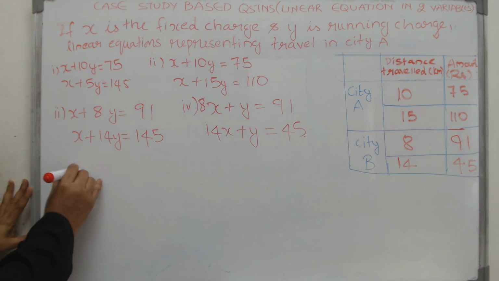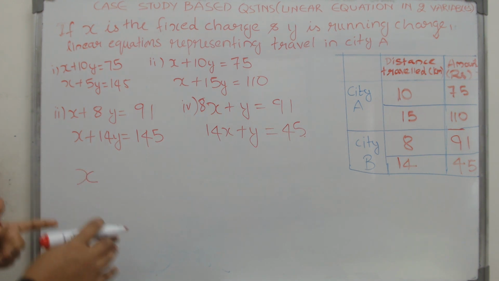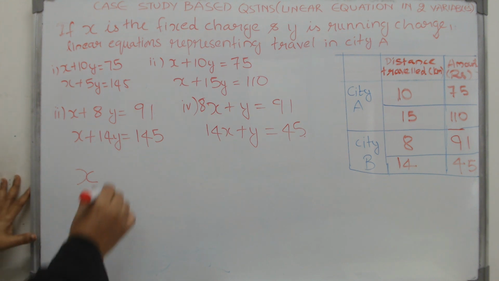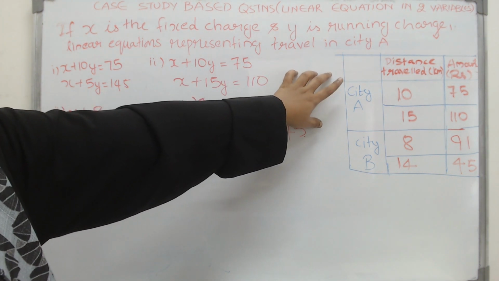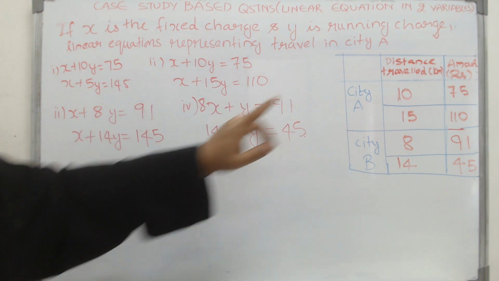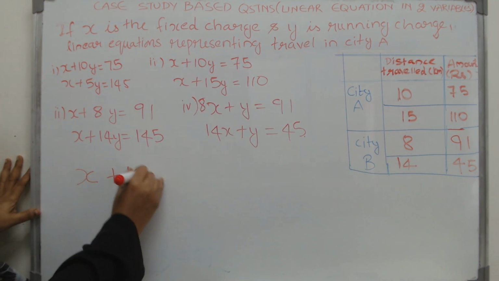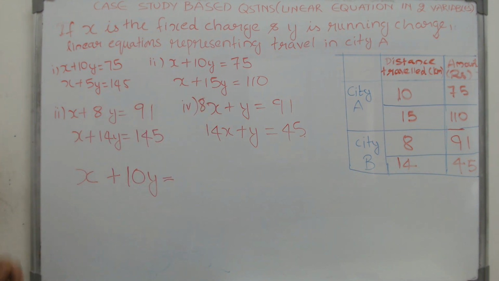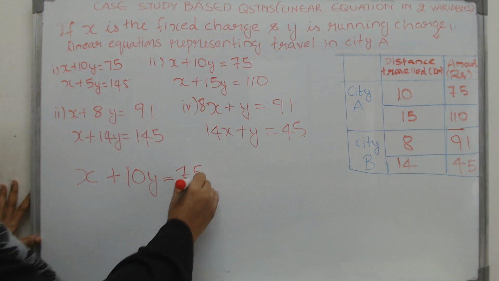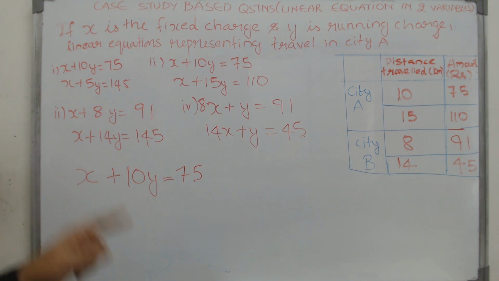So as soon as the person gets into the auto, he will have to pay X. Then how much has he traveled? He has traveled 10 kilometers. So that means 10 into the running charge. And totally how much did he pay? He paid 75. That is for one person. One person who traveled 10 kilometers.